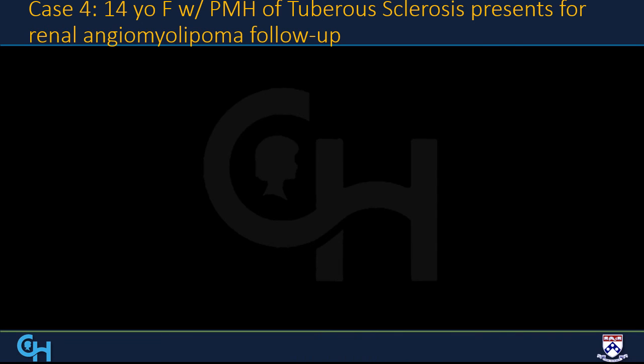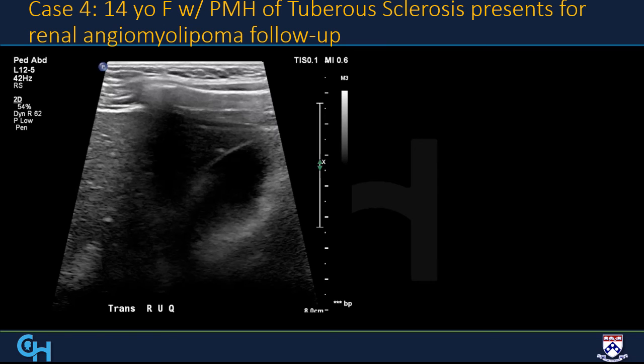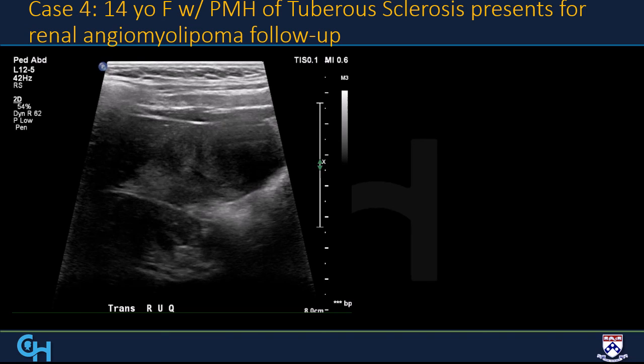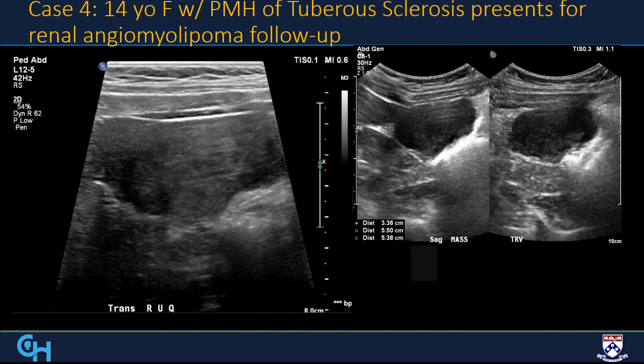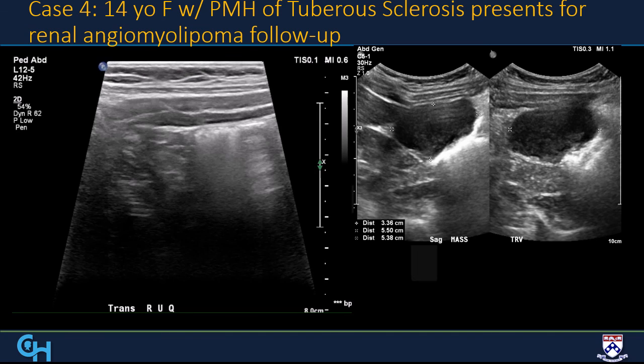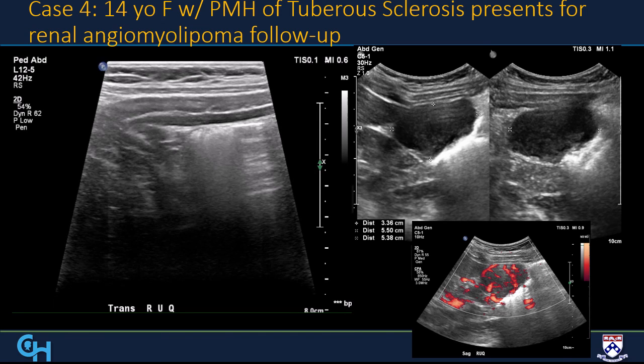Our final case is a 14-year-old female with past medical history of tuberous sclerosis presenting for renal angiomyolipoma follow-up. She got an ultrasound, and during the ultrasound they noticed a heterogeneous mass within the right upper quadrant. It appeared adjacent to the tip of the liver and next to the right kidney, although it didn't definitively appear to be arising from either. The mass did demonstrate intense internal flow, therefore cross-sectional imaging, specifically an MRI, was recommended.